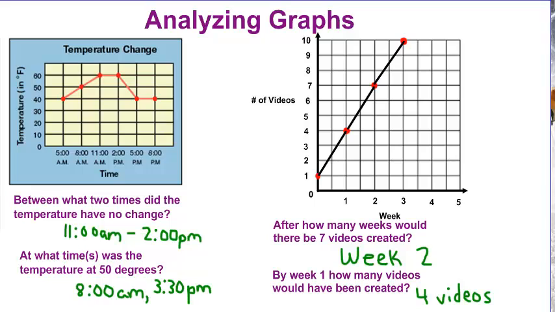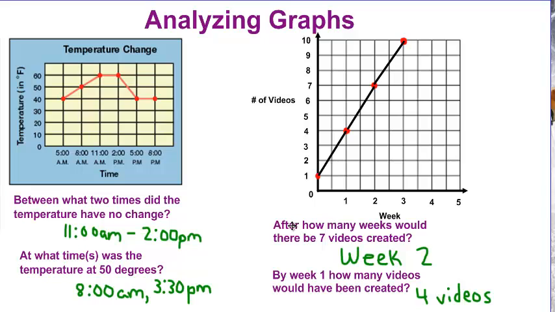Here we can see that on our first question, between what 2 times did the temperature have no change, we can see that between 11 a.m. and 2 p.m. there was no change in the temperature. On our second question, at what times was the temperature at 50 degrees, we can see that we were there at 8 a.m. and it also looks like halfway between 2 and 5, so about 3:30 p.m.